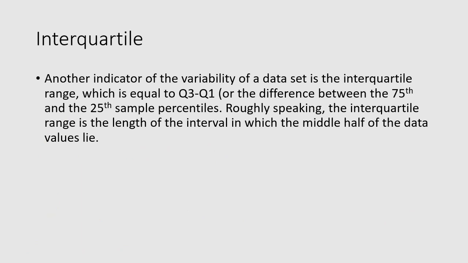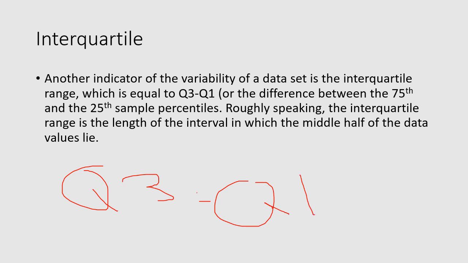Now, the interquartile range. I think it's more straightforward than the other two. This is another indicator of the variability of the data set that is equal to Q3 minus Q1. So the difference between the 75th and the 25th sample percentiles is the interquartile range. It just gives you the range from the 25th to the 75th.